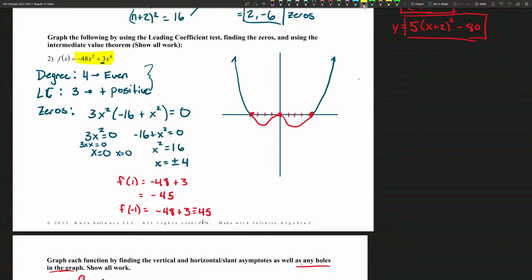It can look different. Okay, so just seeing what I did here, what I did is I found the zeros all throughout here. The leading coefficient test is the exact same. Finding zeros is not always going to look the same. We still need to be able to do that.